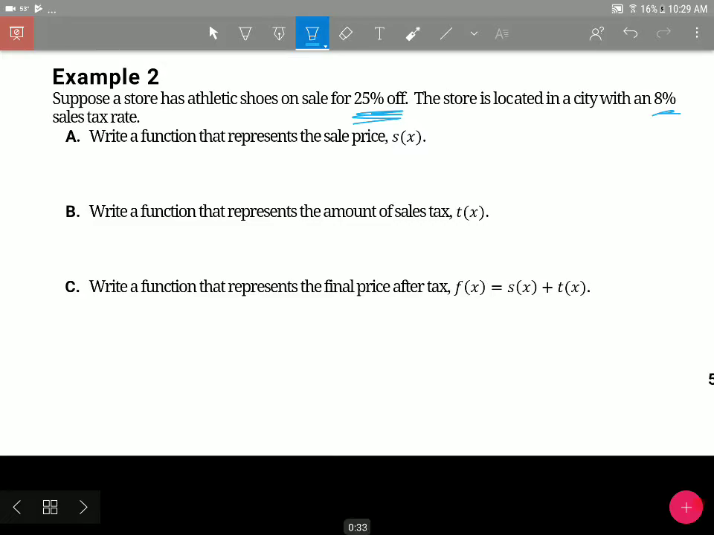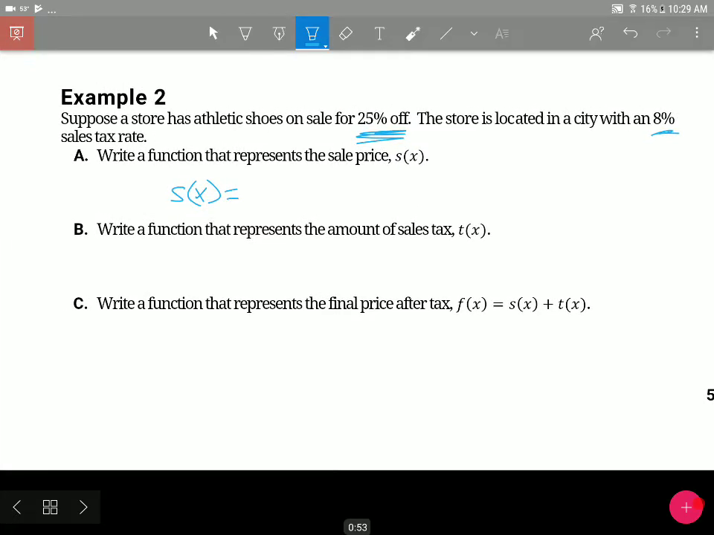So we're going to do S of x. That's your sale price. Question. If it's 25% off, am I simply paying 25%? No. How much do you pay? 75%. What you did is you did 1 minus 0.25. You took the whole thing, that 1, and subtracted the 25%. Does that make sense? Because it was 25% off of whatever the original price is, x.